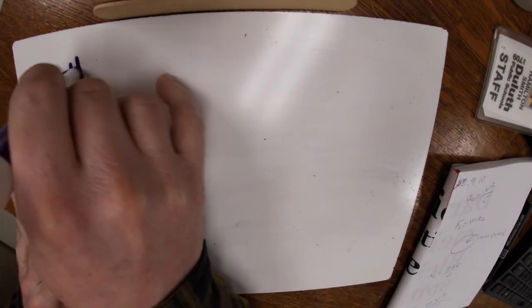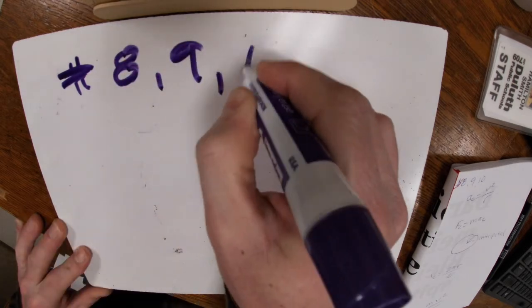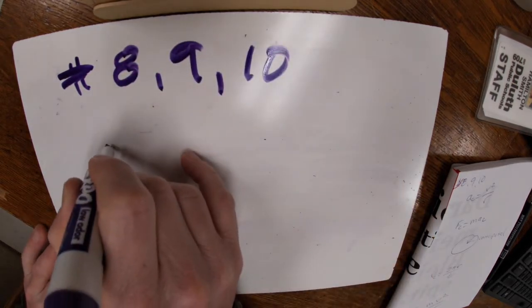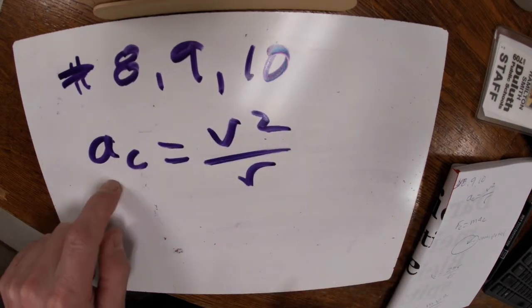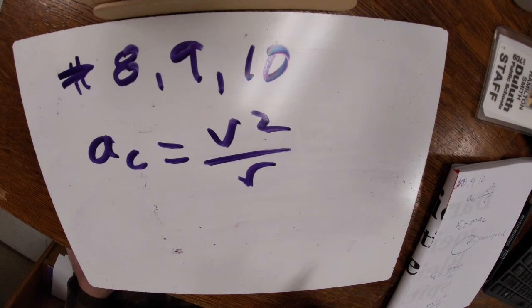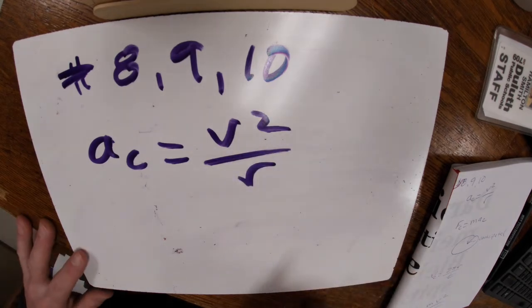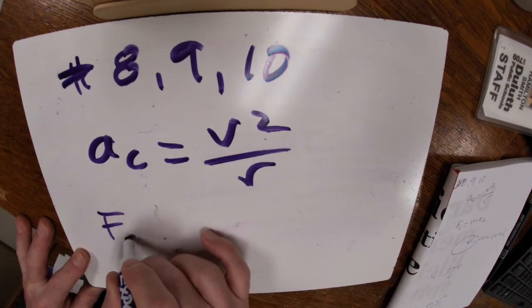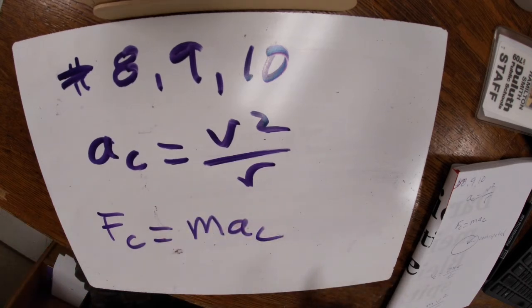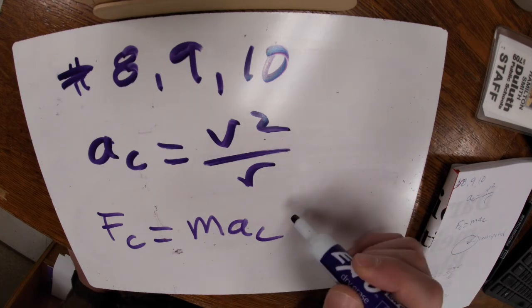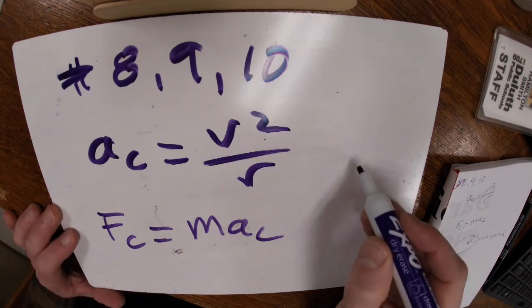For the next set of questions, numbers 8, 9, and 10, these talk about circular motion or centripetal acceleration. The first equation you're going to need to know is the centripetal acceleration equation: centripetal acceleration is equal to v squared over r. For most of these, I give these directly to you. The centripetal force is mass times acceleration, just like anything else, except the acceleration is this whole equation above, so you can substitute that in if you want.